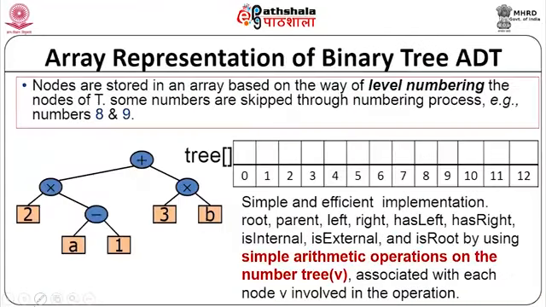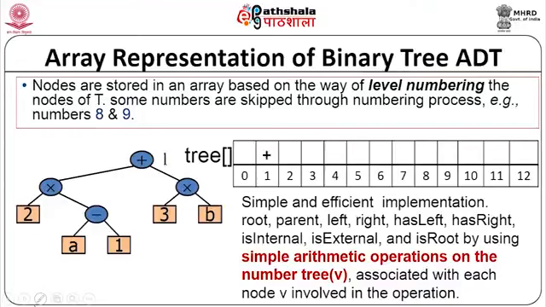So, now let us look at some of the representations of binary trees. First we look at the array representation of a binary tree ADT. The nodes are stored in an array based on level numbering. I will come to that. When level numbering the nodes of T, some numbers are skipped. This is a simple and efficient implementation. Root, parent, left, right, has left, is internal, is external, is root are just arithmetic operations. So, it is a very simple and efficient operation.